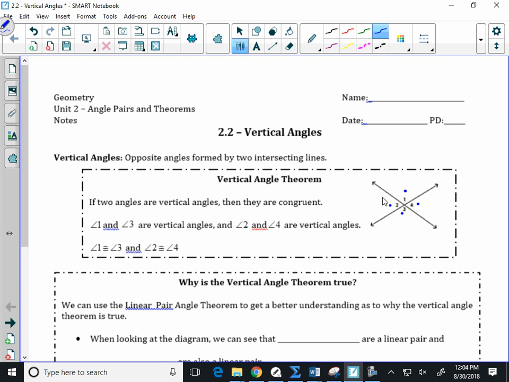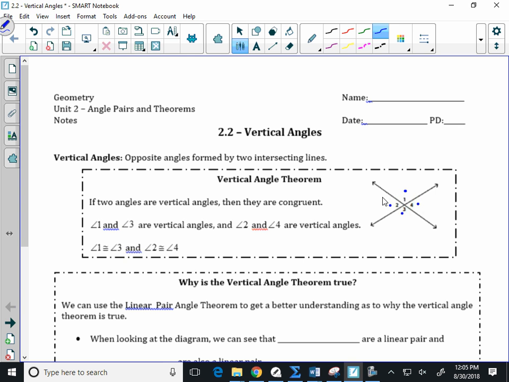And there's this important theorem involving vertical angles. Again, we talked about yesterday, a theorem has to be something that's proven to be true. So someone sat down, did some math, and said, hey, this is true because of all the math that I just did. And it's going to work every time. And that theorem is, if two angles are vertical angles, then they are congruent, meaning that they're the same.